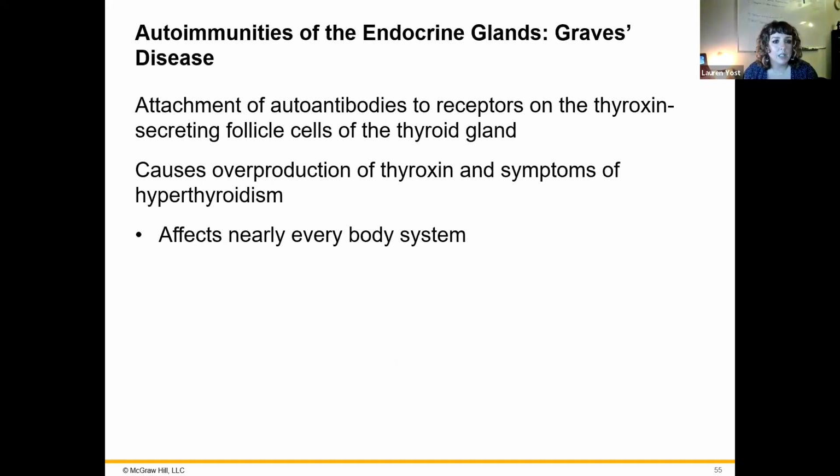All right, Graves' disease is a local organ-based one. So this is an endocrine gland where we have an attack on the thyroid gland itself. When we attack the receptors on the thyroxine-secreting follicle cells of the thyroid gland, it causes the thyroid to release more thyroxine, and that is going to cause hyperthyroidism. So that can eventually affect every body system as a result, but the actual immune response is going on in just the endocrine gland.